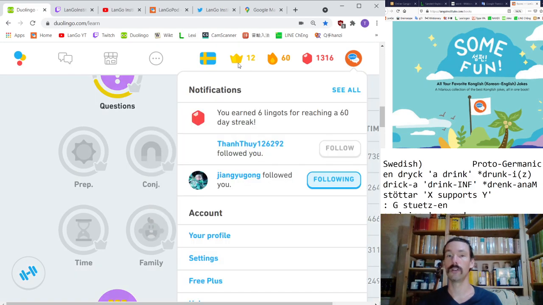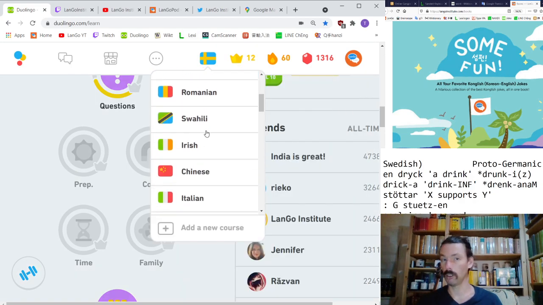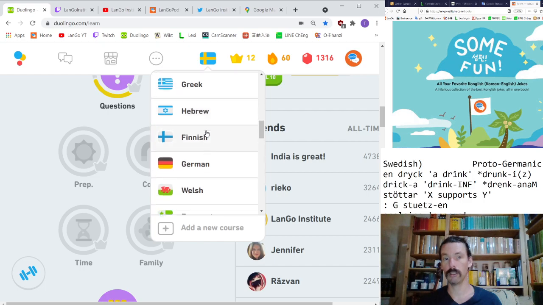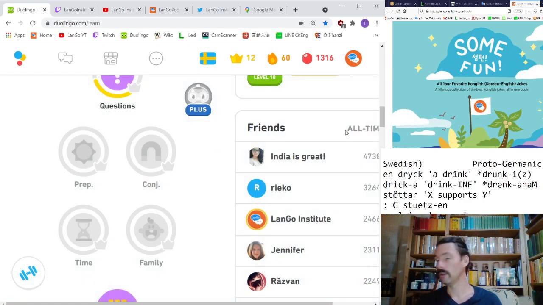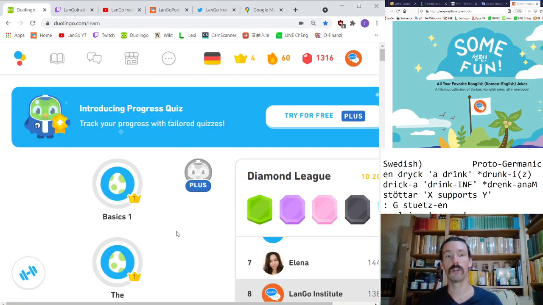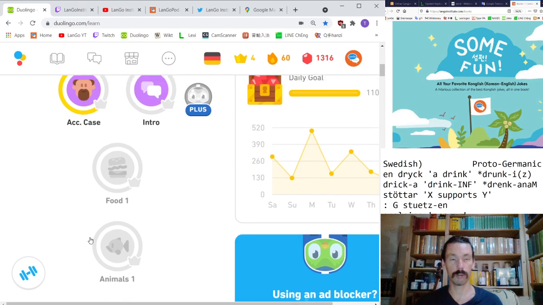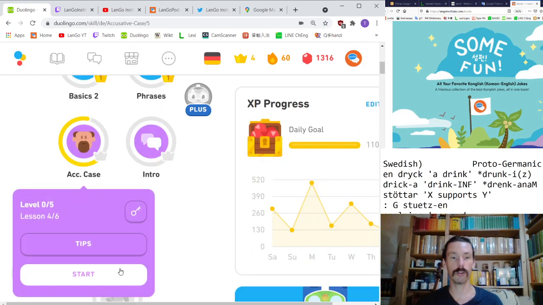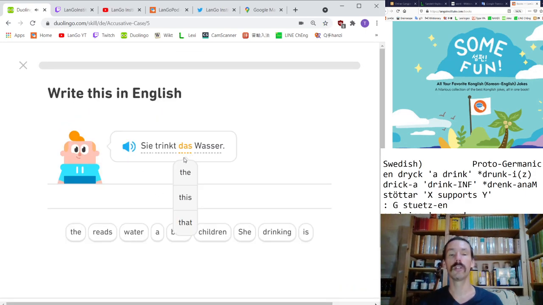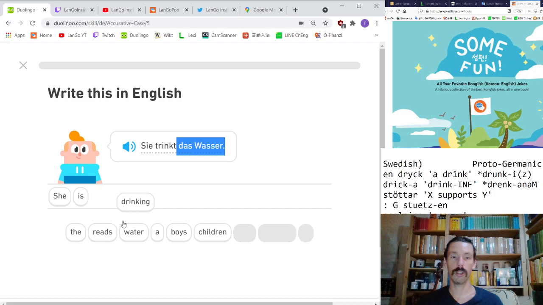Okay. I think Standard German would be called for a time like this. So let me know what questions or points pop up that are of interest or puzzlement or any of that. Accusative case is our topic. Sie trinkt das Wasser. Direct object is going to be accusative. Das, neuter. She is drinking the water.